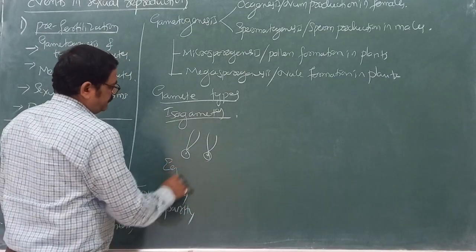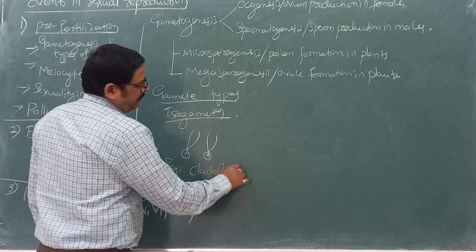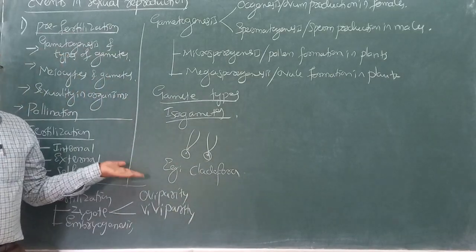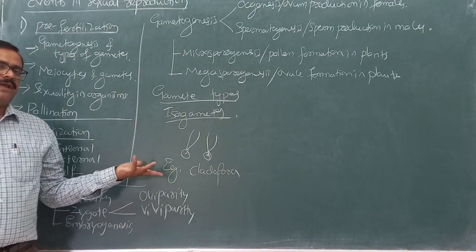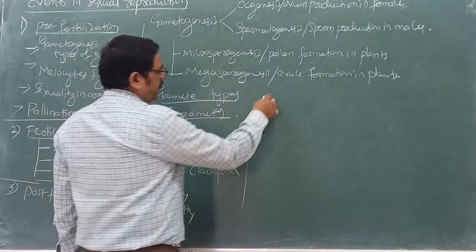The best example is Cladophora, which is an algae. In this, male and female gametes are the same. The next one is called anisogametes.